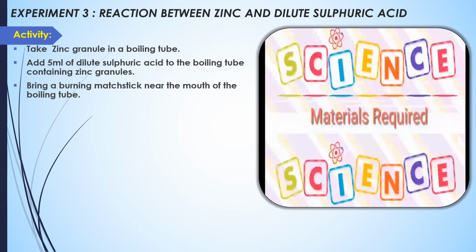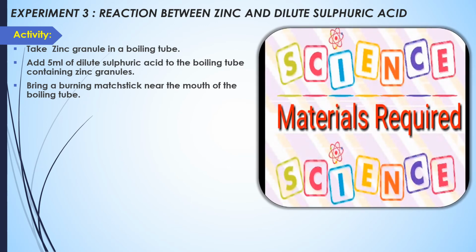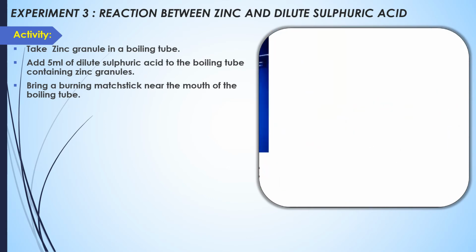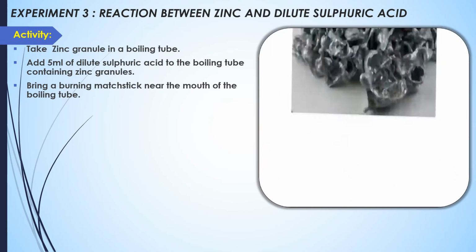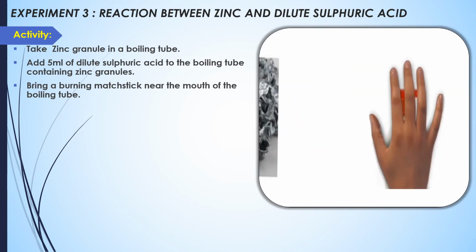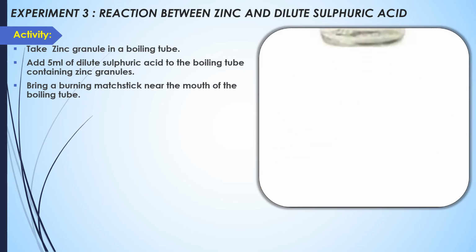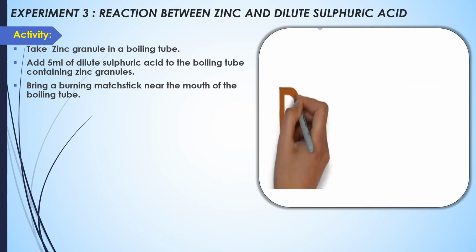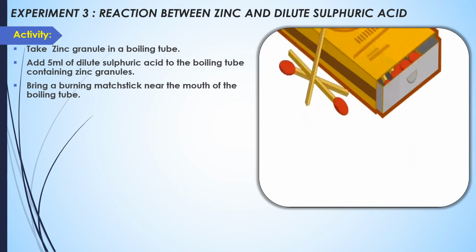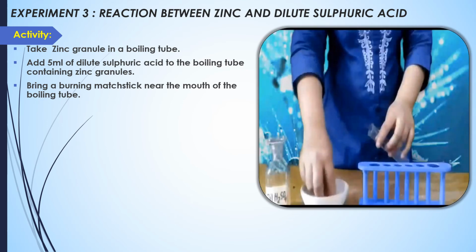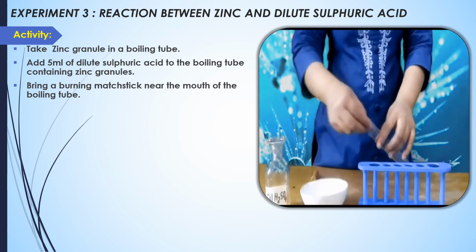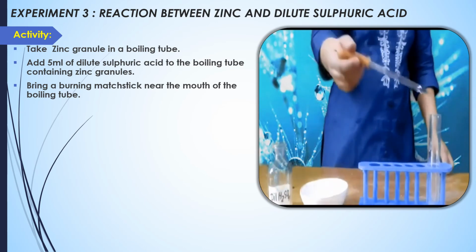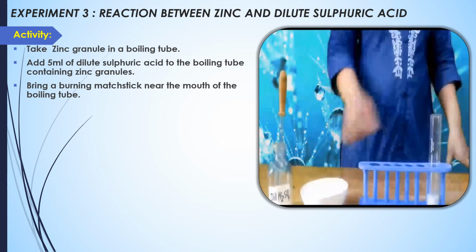So here is your video. Materials required: boiling tube with holder, zinc metal granules, dilute sulfuric acid, dropper and matchbox. Procedure: take some metal granules in boiling tube and pour dilute sulfuric acid in boiling tube.